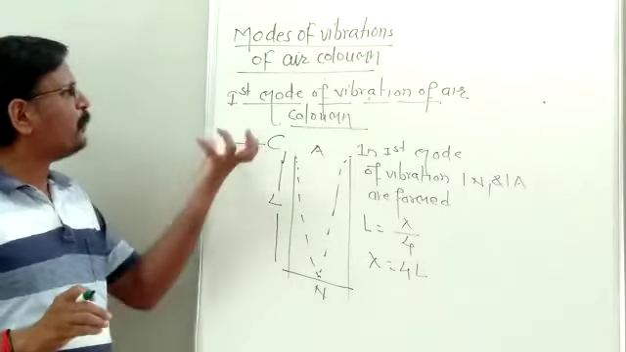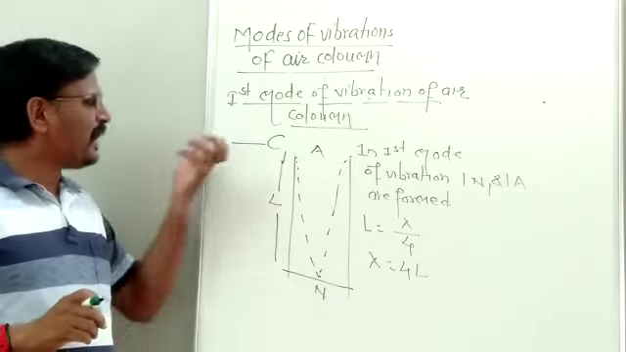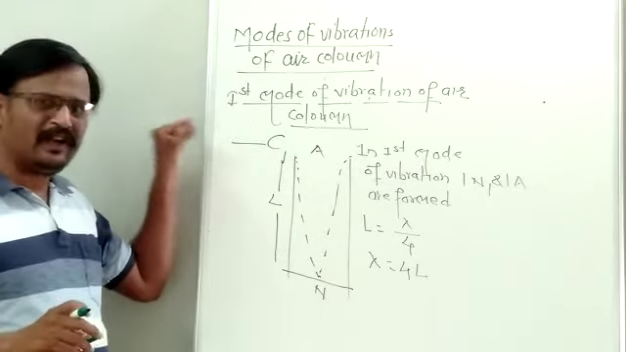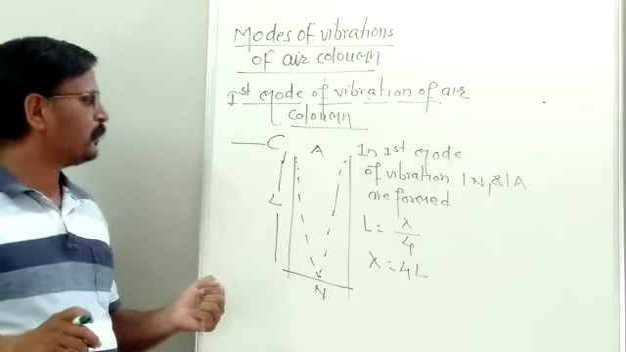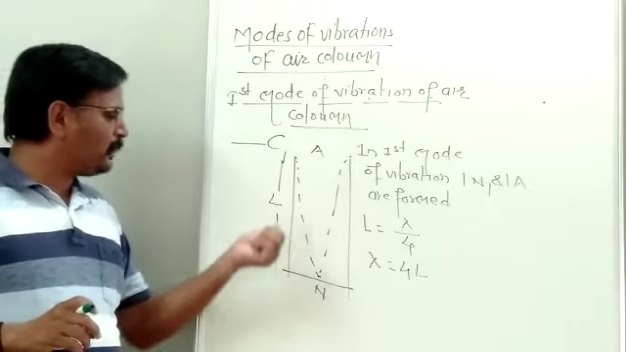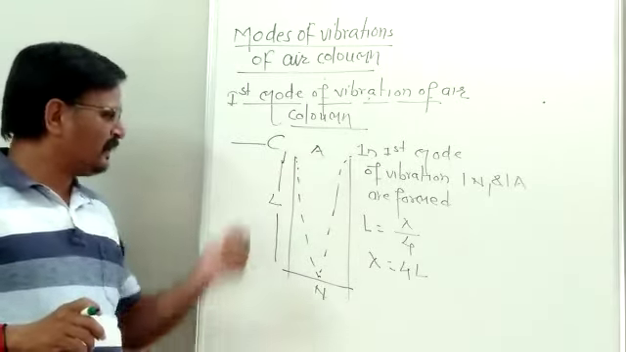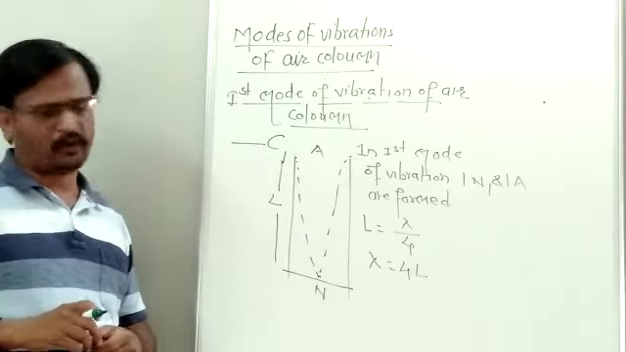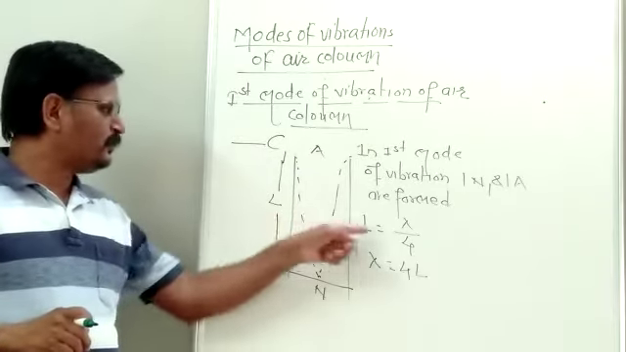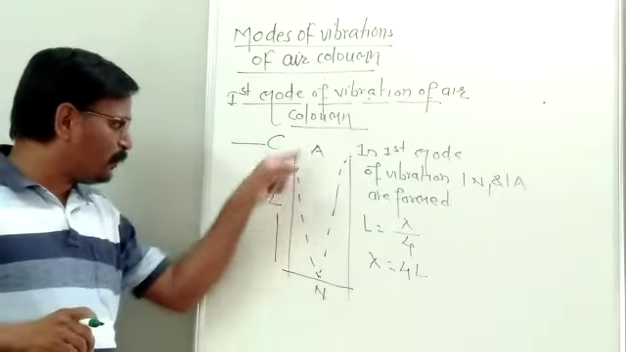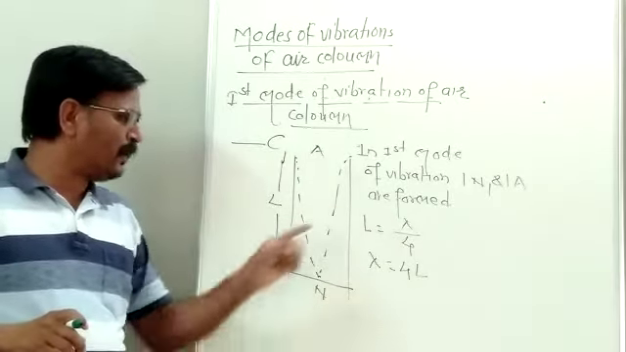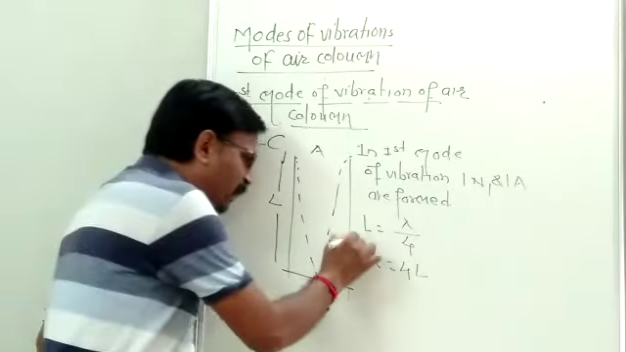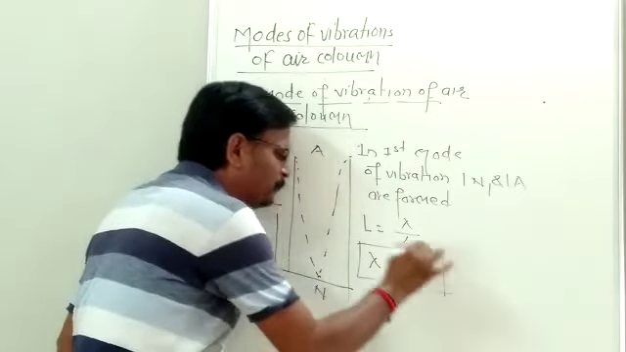In the first mode of vibration of air column, what I have done here: the vibrating tuning fork is held near the open end of the pipe in such a way that one node and one antinode should be formed. Let capital L be the length of the vibrating air column. L is equal to, then the distance between node and antinode is obviously lambda by 4. Lambda is equal to 4L. This is the corresponding wavelength of the vibrating air column.